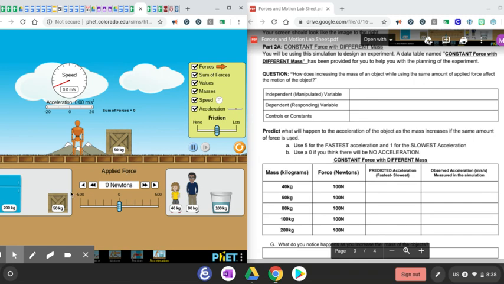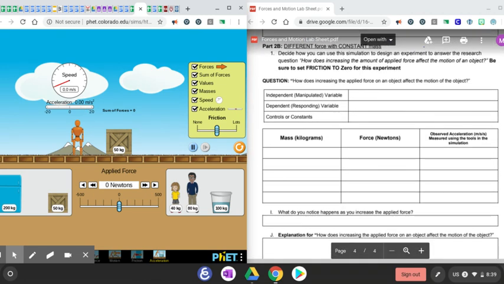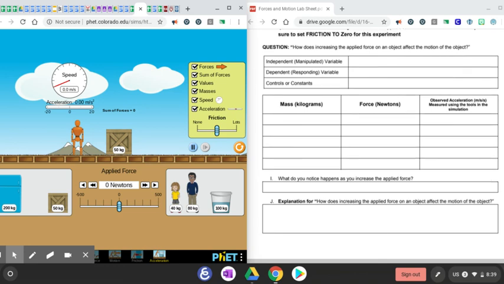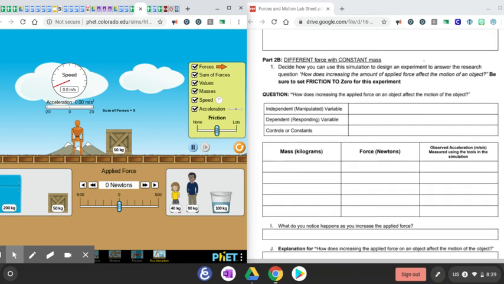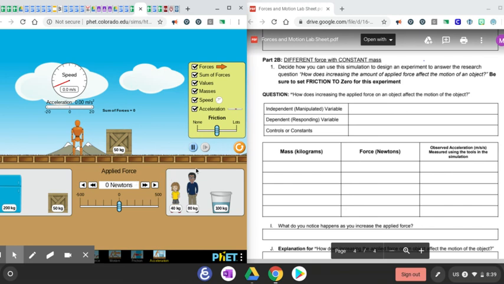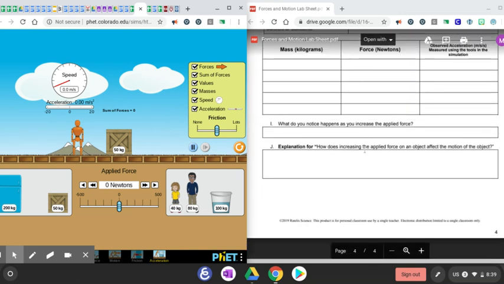So again, you can change the mass. There are different masses here. And then you're applying the same amount of force for 2A, and then looking at what happens to the acceleration, which is right here. And for part 2B, you're keeping the mass the same. So you're not changing the mass, you're changing the applied force, and then looking at what happens to the acceleration. All right, I hope that helps.